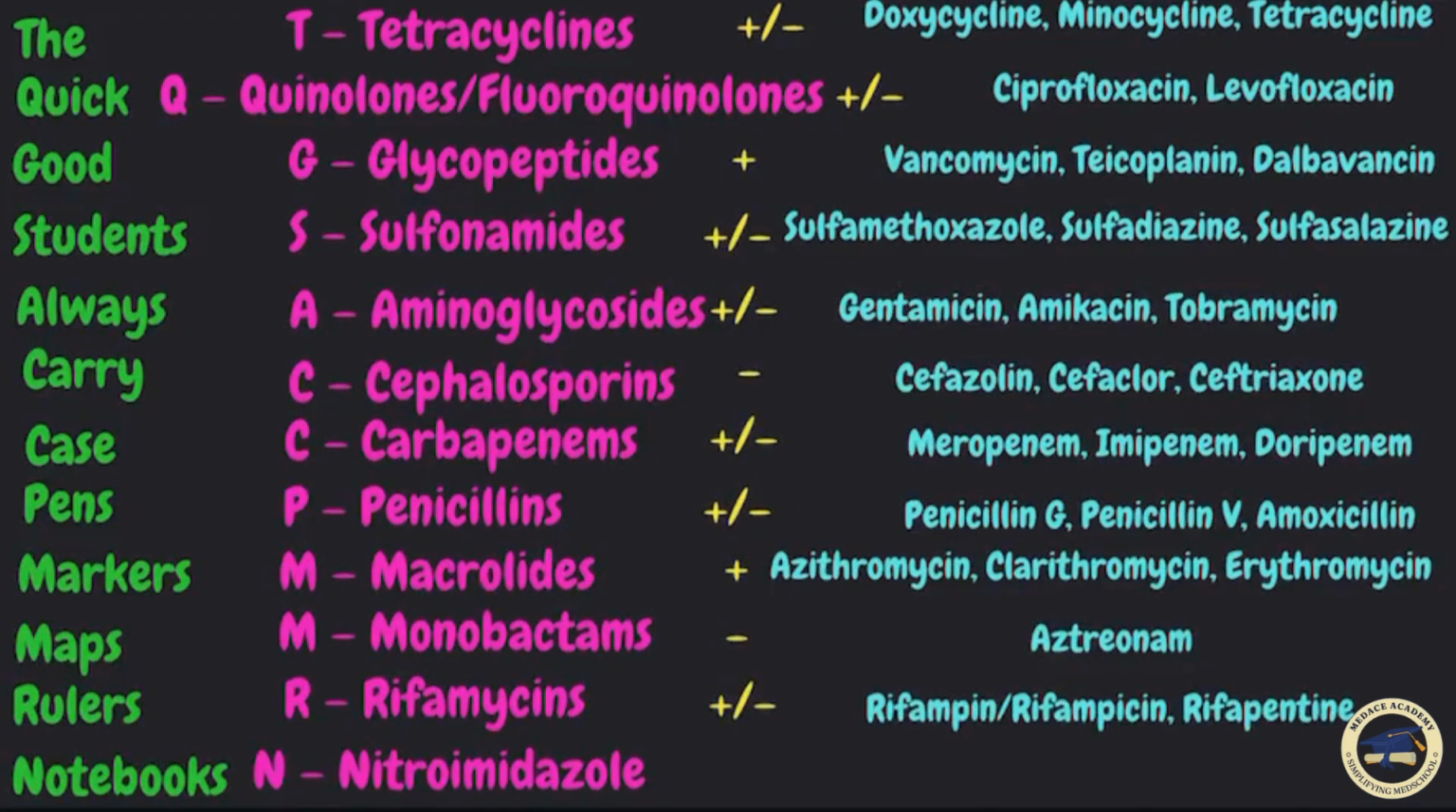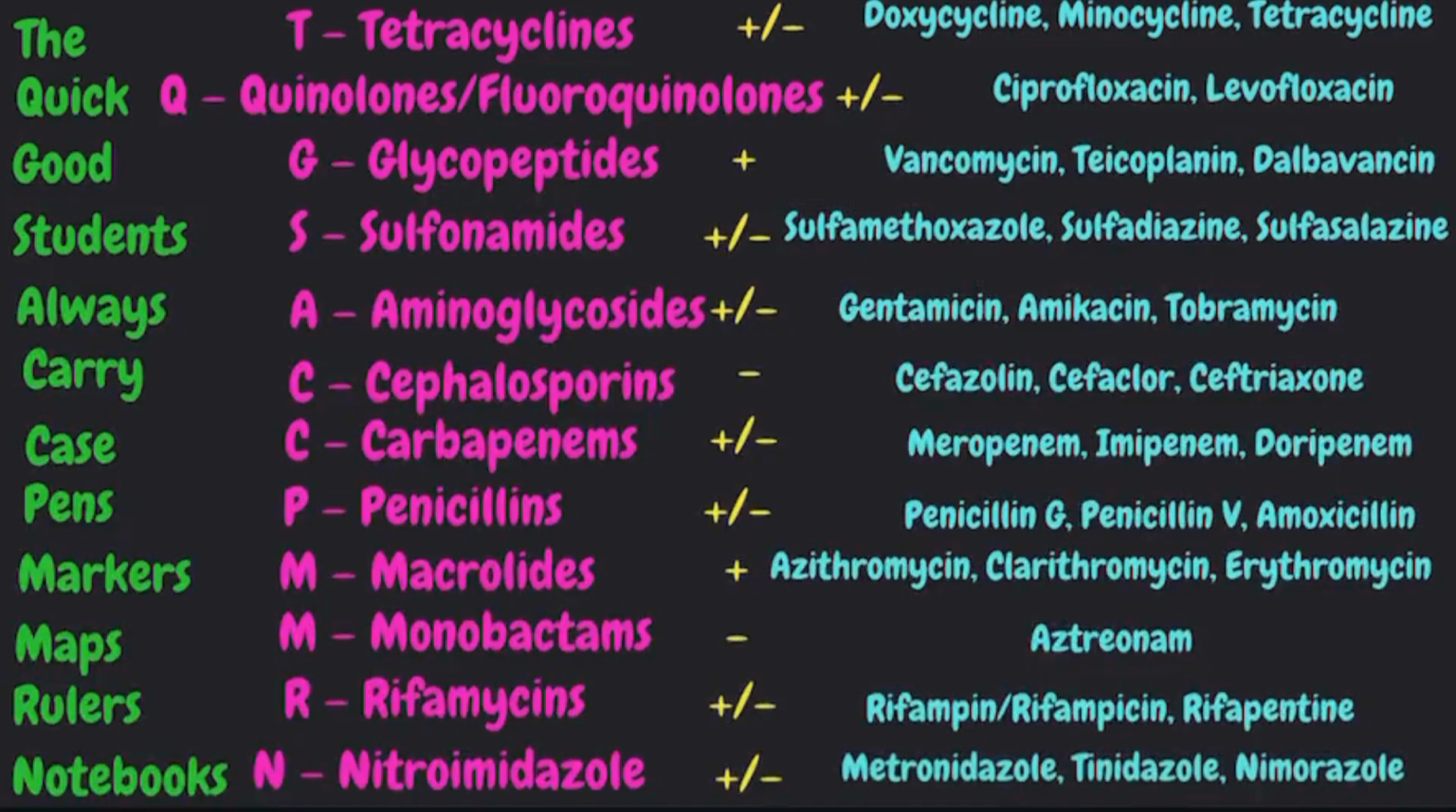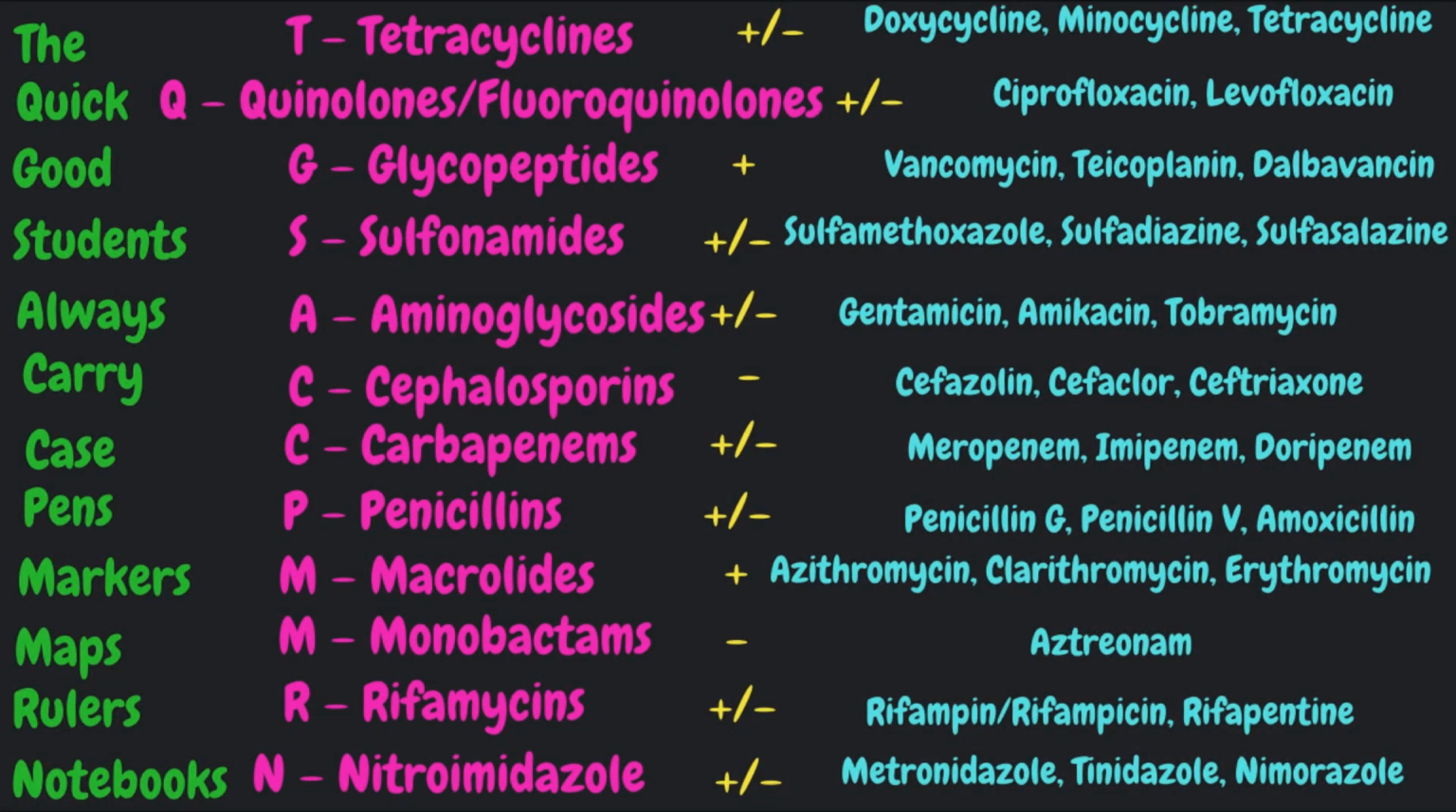These are TB drugs. Then we have nitroimidazoles. These work against both gram-positive and gram-negative bacteria. And examples will include metronidazole, tinidazole, and nimorazole. Okay, this is quite simple, very easy and straightforward. But let's now look at their mechanisms of action.